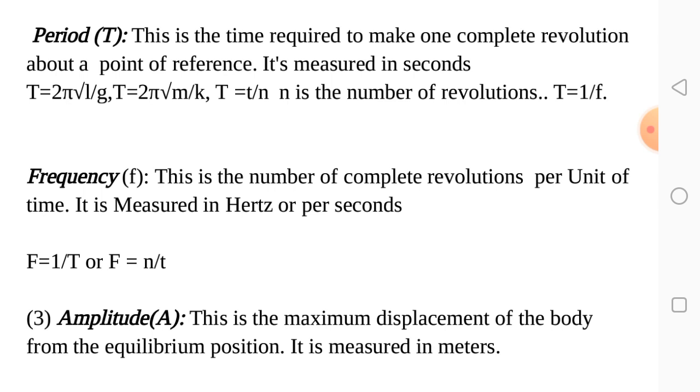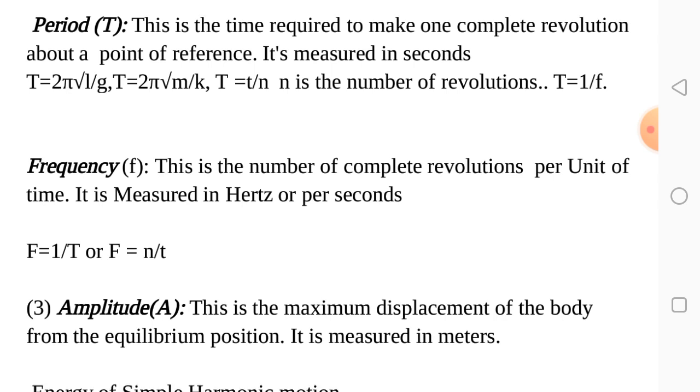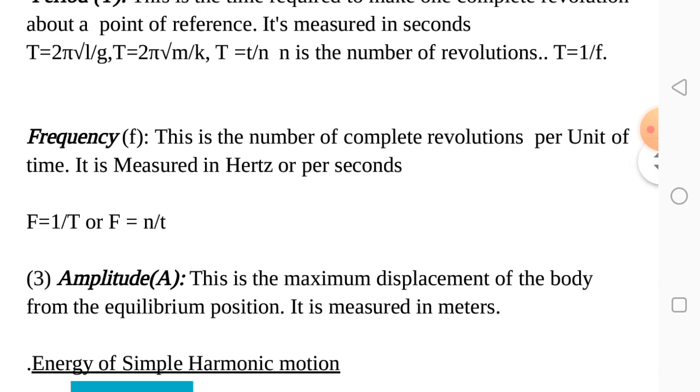Period can also be given as T equals 2 pi root m over k, where m stands for the mass of the object and k stands for the stiffness, or constant of proportionality, as we can see from Hooke's law. T is also equal to the time taken over n, the number of revolutions that the object makes. T can also be the reciprocal of the frequency, so T equals 1 over f.